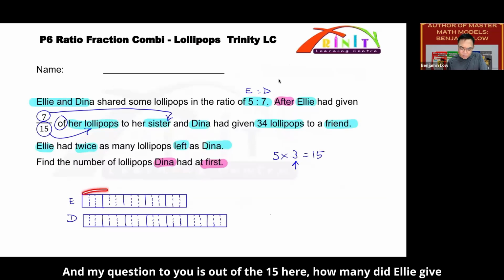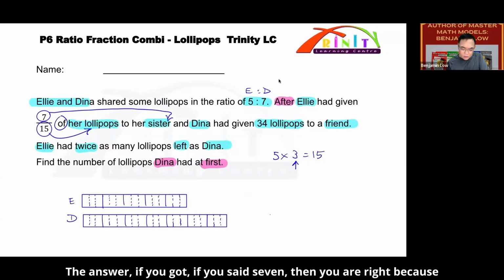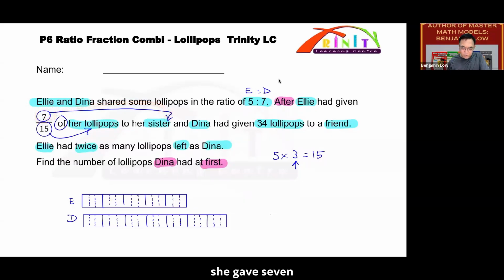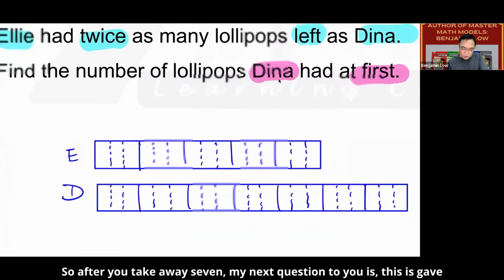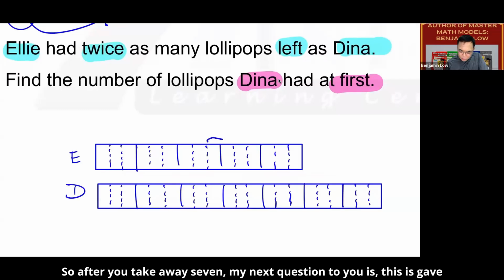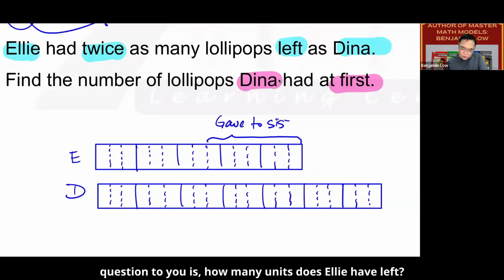And my question to you is, out of the 15 here, how many did Ellie give away? Got it? Okay, the answer, if you said 7, then you are right. Because she gave 7 to her sister. So 1, 2, 3, 4, 5, 6, 7. Okay? So after you take away 7, this is what she gave to her sister. My next question to you is, how many units does Ellie have left?